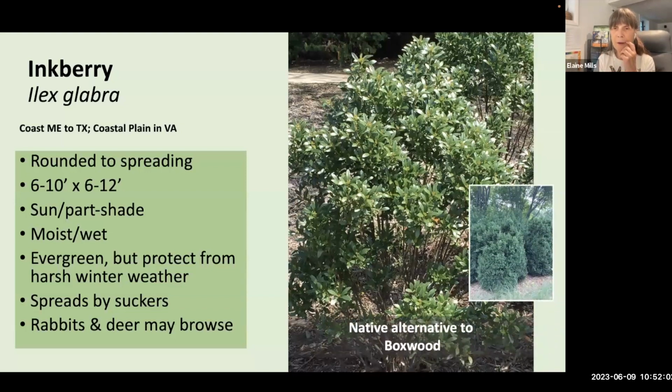It's a great alternative to boxwood, which is suffering quite a bit in our region with blight. This is a great plant to use in borders. You can take advantage of the suckering of the straight species to allow it to grow as a hedge. And because it prefers moist to wet soil, it's a great selection for erosion control.